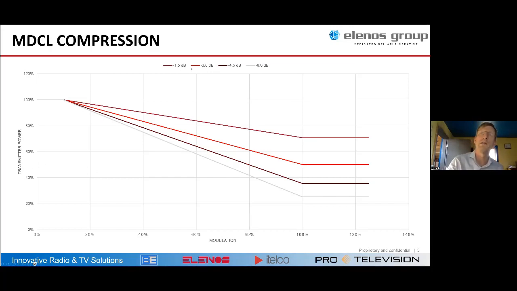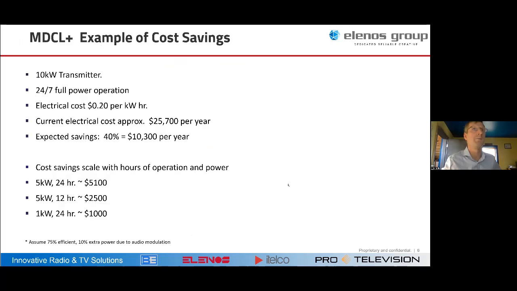And if you run it with more compression, trying to save additional electrical costs, then you could run at 6 dB, in which case it's going to reduce the transmitter power all the way down to 25% at 100% modulation. So that's essentially what the unit does.